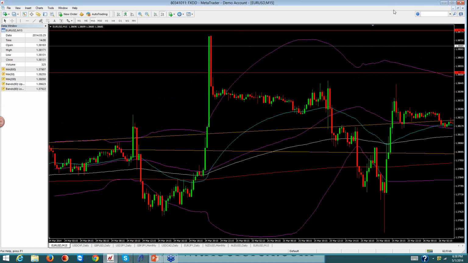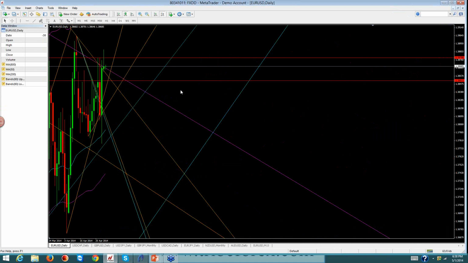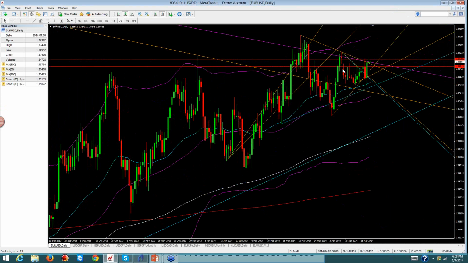All right, so let's take a look at our charts. So now I'm looking at the euro dollar. You can see here that I had an area of support and resistance at 138.78. You can see that price broke through it, 138.88, and then closed low back down into our channel.